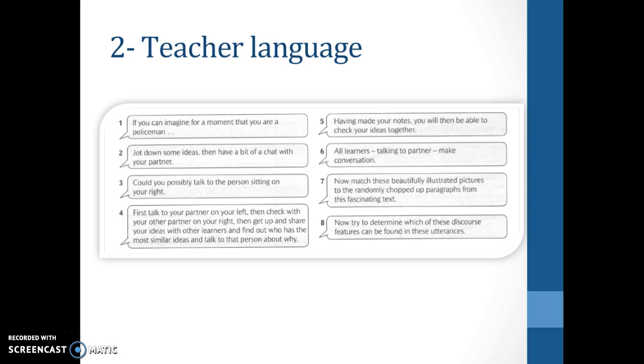Number 7 is overly descriptive, like "Now match these beautifully illustrated pictures to the randomly chopped up paragraphs from this fascinating text." Too descriptive, and also I think very, very unnatural, right? He could have simply said, "Match the pictures to the paragraphs in the text." It would be much simpler.